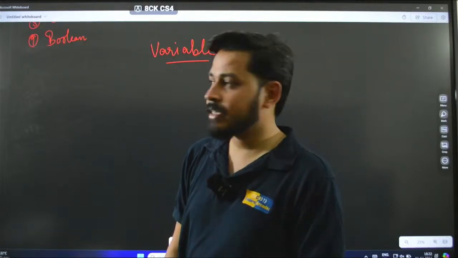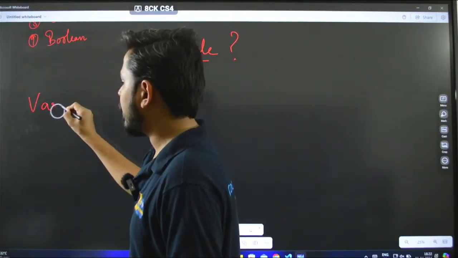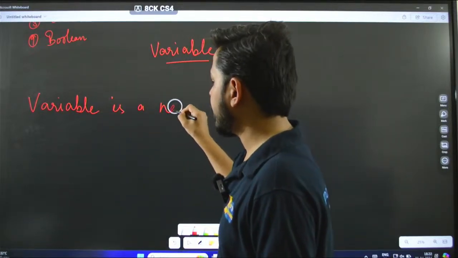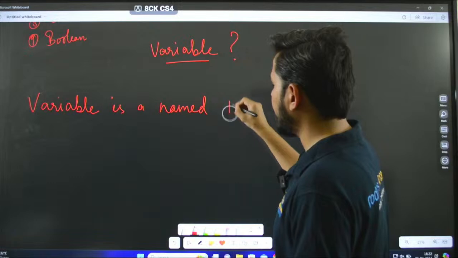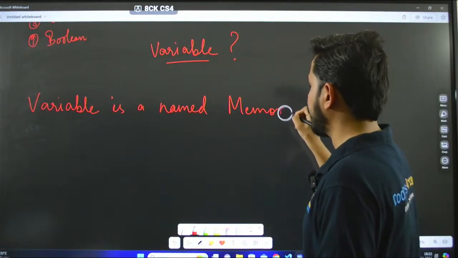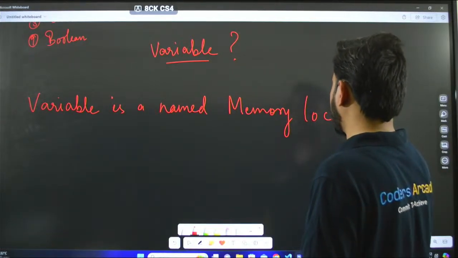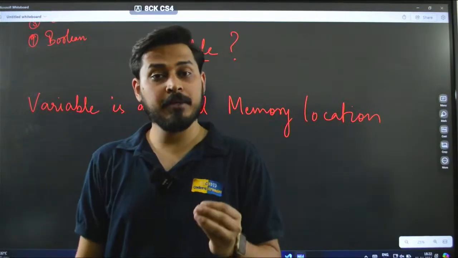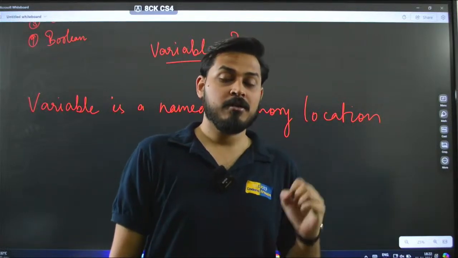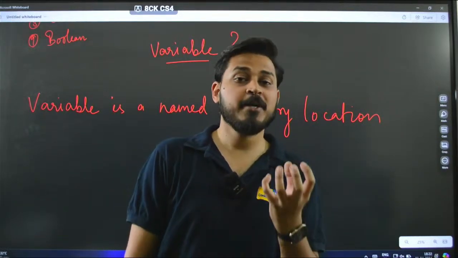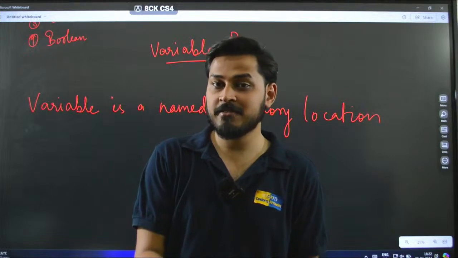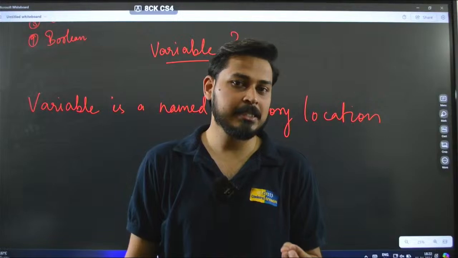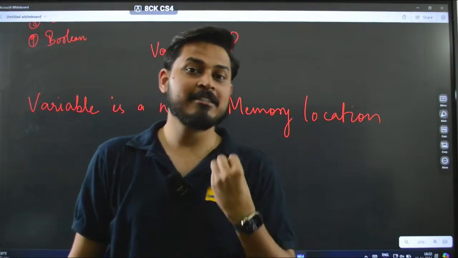A variable is a named memory location. Variable is a named memory location. It is just a name given to a particular memory location. When you create a variable into a program, a space is reserved. And where the space is reserved, as I just now told you, RAM, random access memory, is the place where your memory gets reserved. Okay.